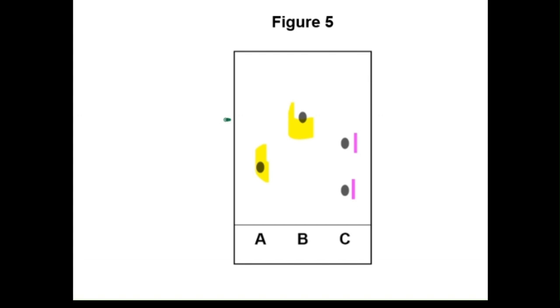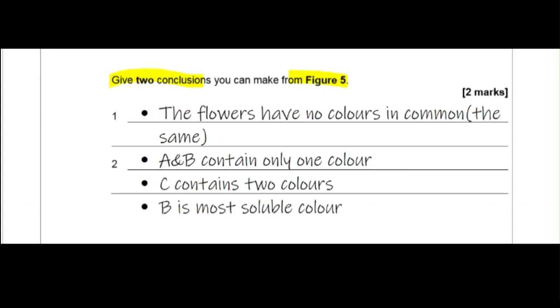Now if we go across the chromatogram, we look at lines. There are no 2 colours across the chromatogram that are in line. That means that the flowers have no common colours. So there are 4 possible answers. Pick any 2 from 4.